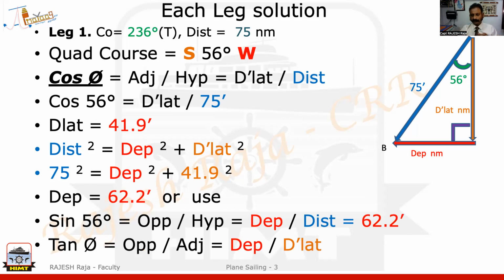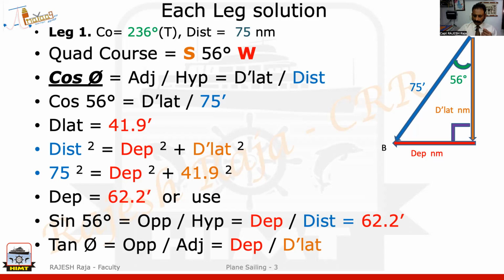You'll have a very minor difference of the decimal values. Don't bother about it. Each method has got its own differences, and your calculator also. And all nautical miles or minutes readings, please round off to only one decimal. That is why I've written one decimal. So what you have done is you have calculated the two data, the D'lat and departure, for the first leg by our traditional calculator method.